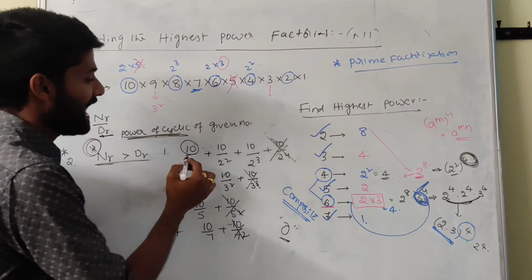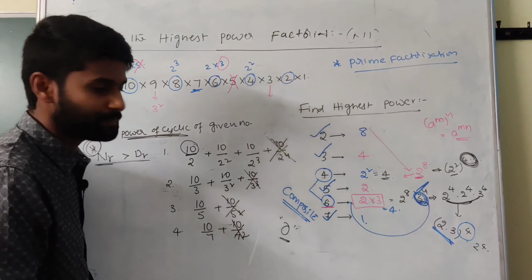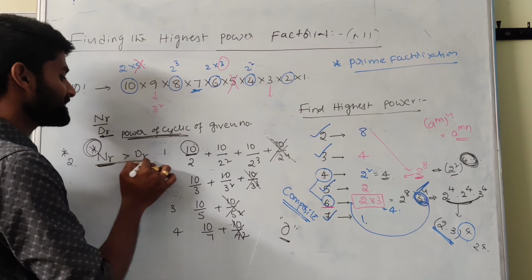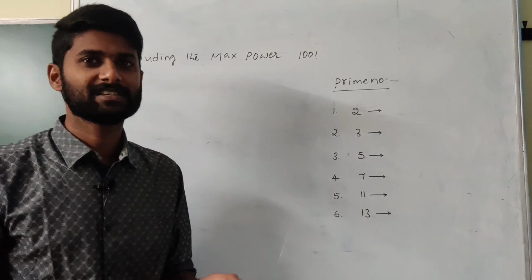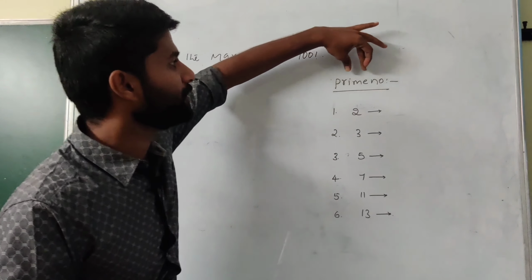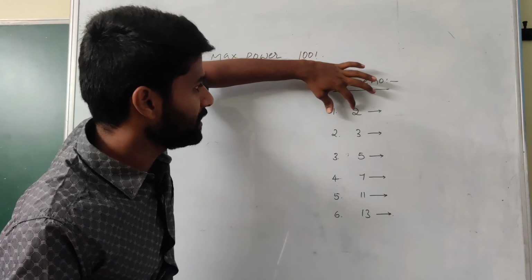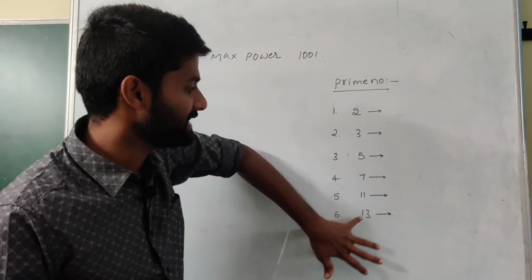It means, see, a simple calculation: if any number in any factorial is given, focus on the same value in the numerator, and the denominator can be considered as cyclic values of the given value. And check that the numerator is always greater than the denominator part. Clear? Okay, just see the example: finding the maximum power in 100 factorial. For example, we need to find the maximum power of the primes 2, 3, 5, 7, 11 and 13.